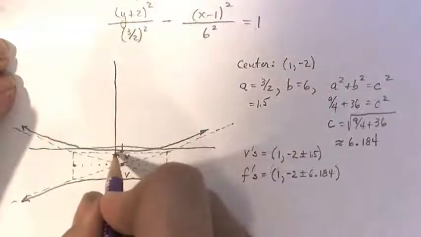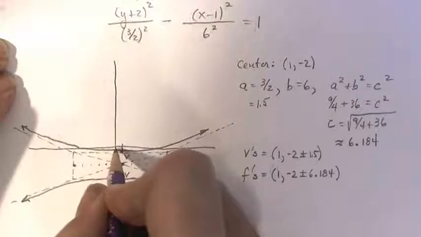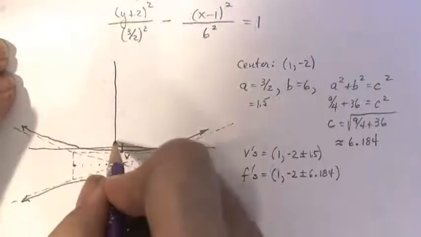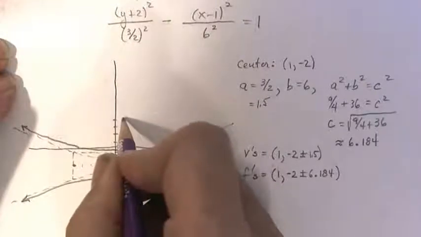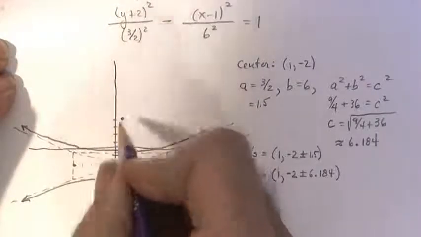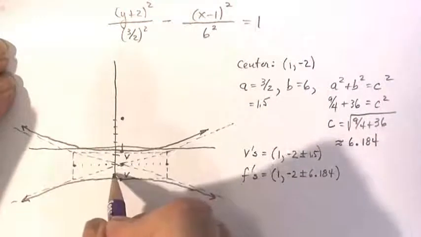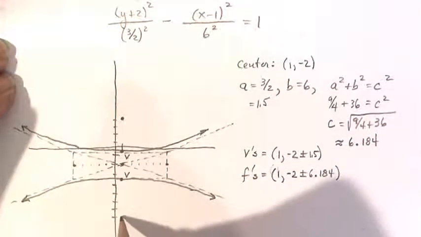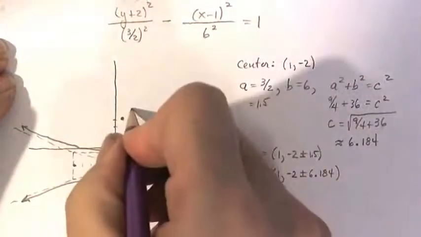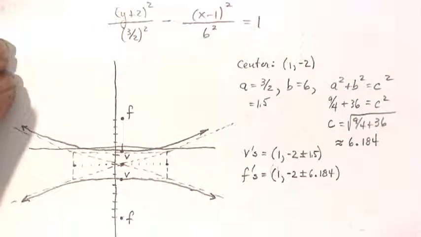Starting from here, going up 1, 2, 3, 4, 5, 6, and just a little bit farther. Starting from the center and going down 1, 2, 3, 4, 5, 6, and just a little bit farther. And there's one focus, and there's the other focus.